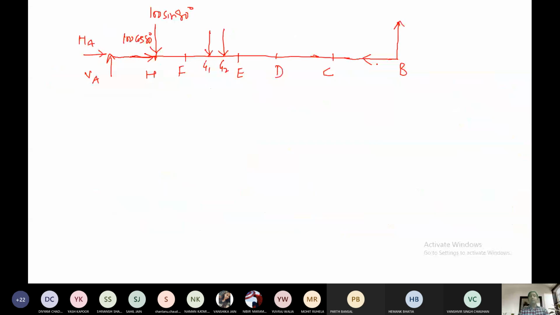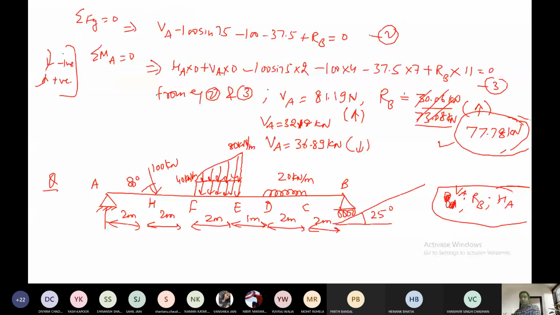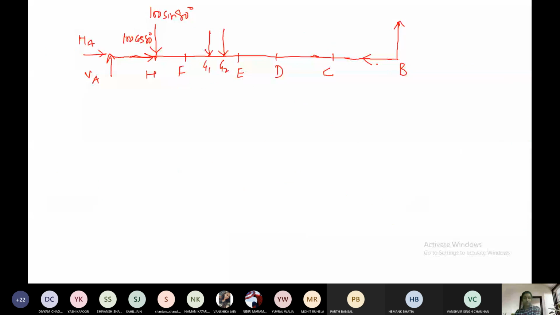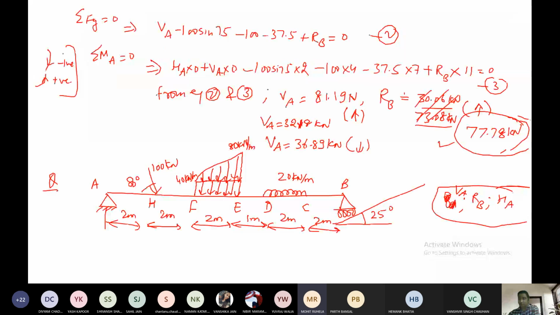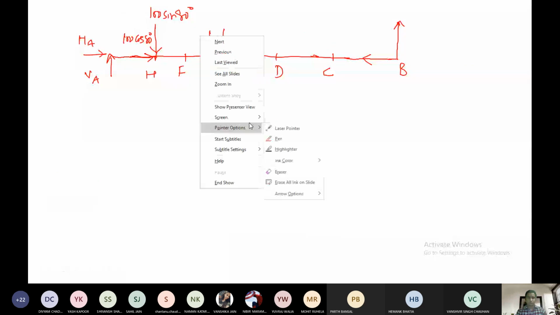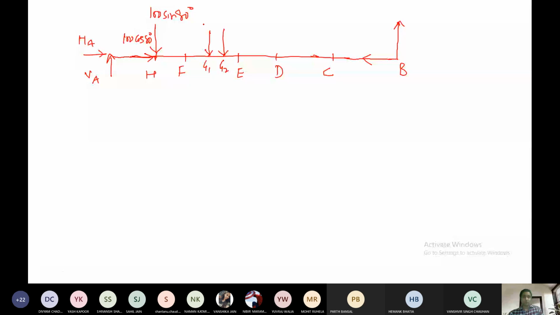So I am now making the FBD, so you can cross check whether the FBD is correct or not. Because if the FBD is not correct, then whatever you do further will not be correct. So this is 100 cos 80, and then we have this 40. This will be 80 kilonewton, and the distance will be how much? 1 meter. This distance is 1 meter, and this distance is 1 meter.